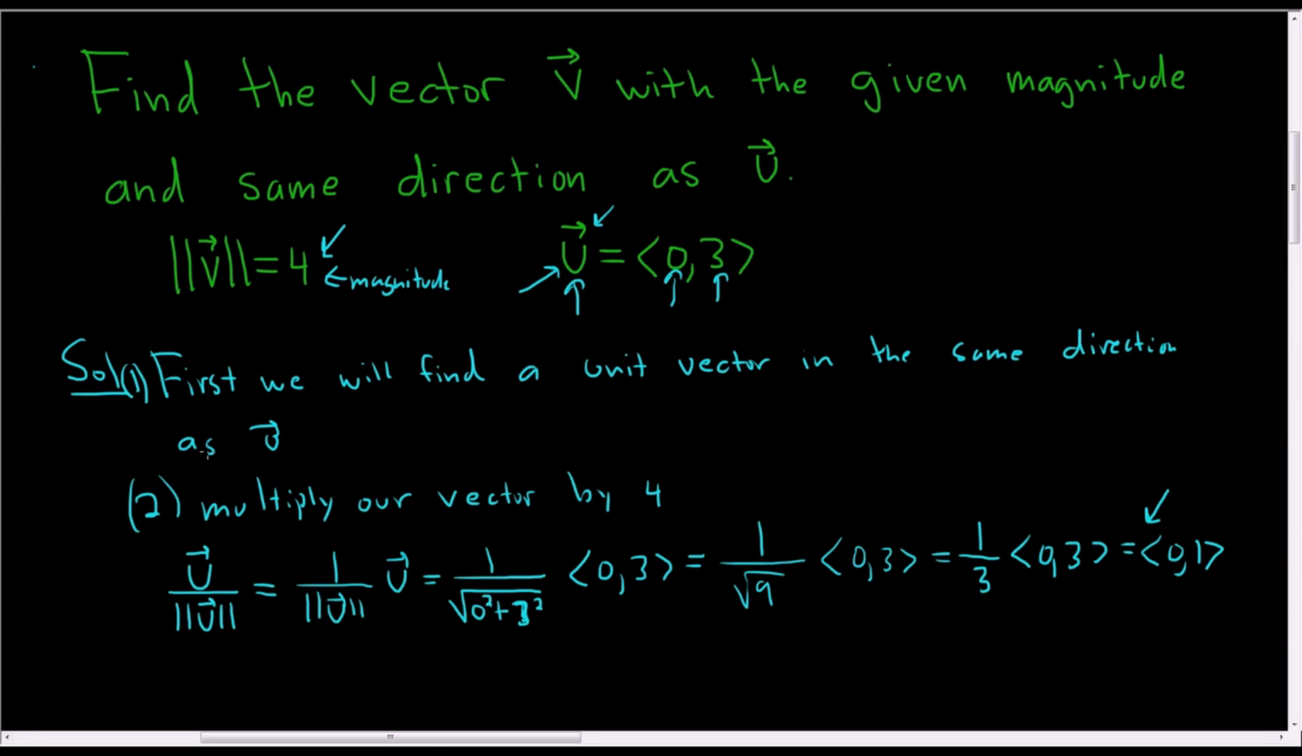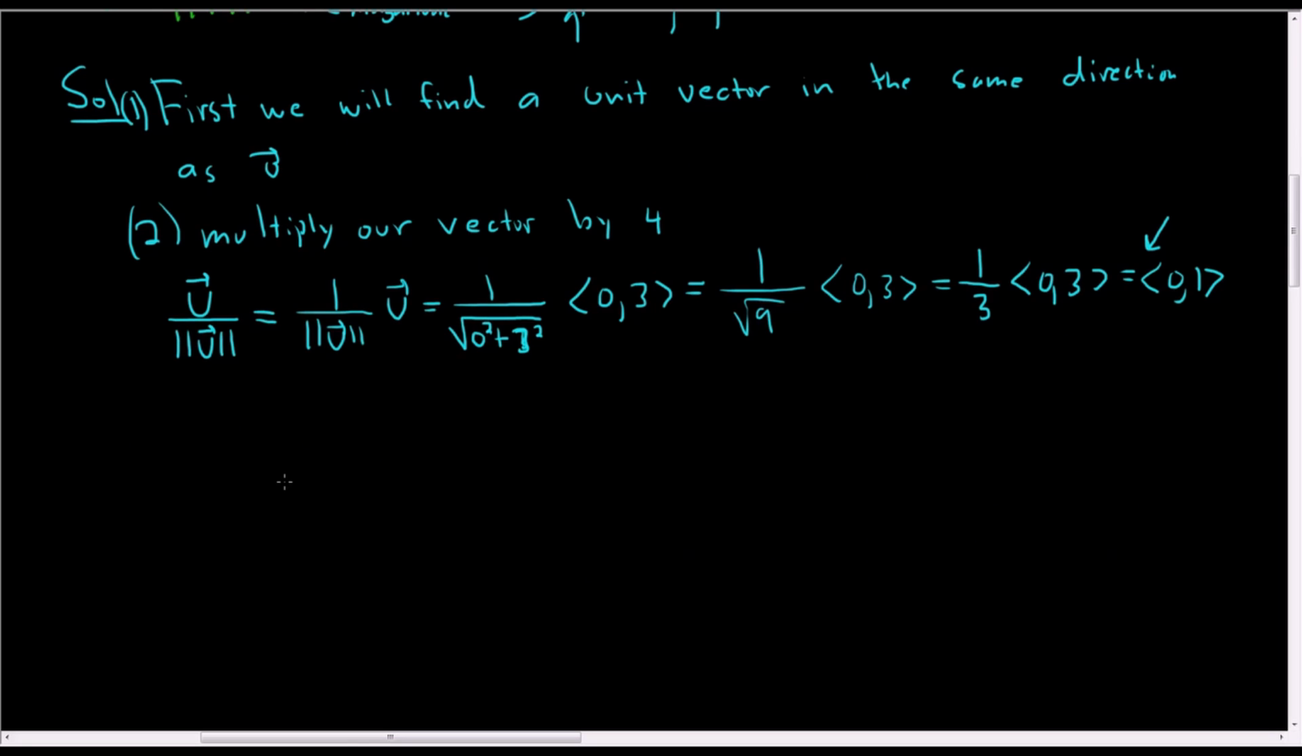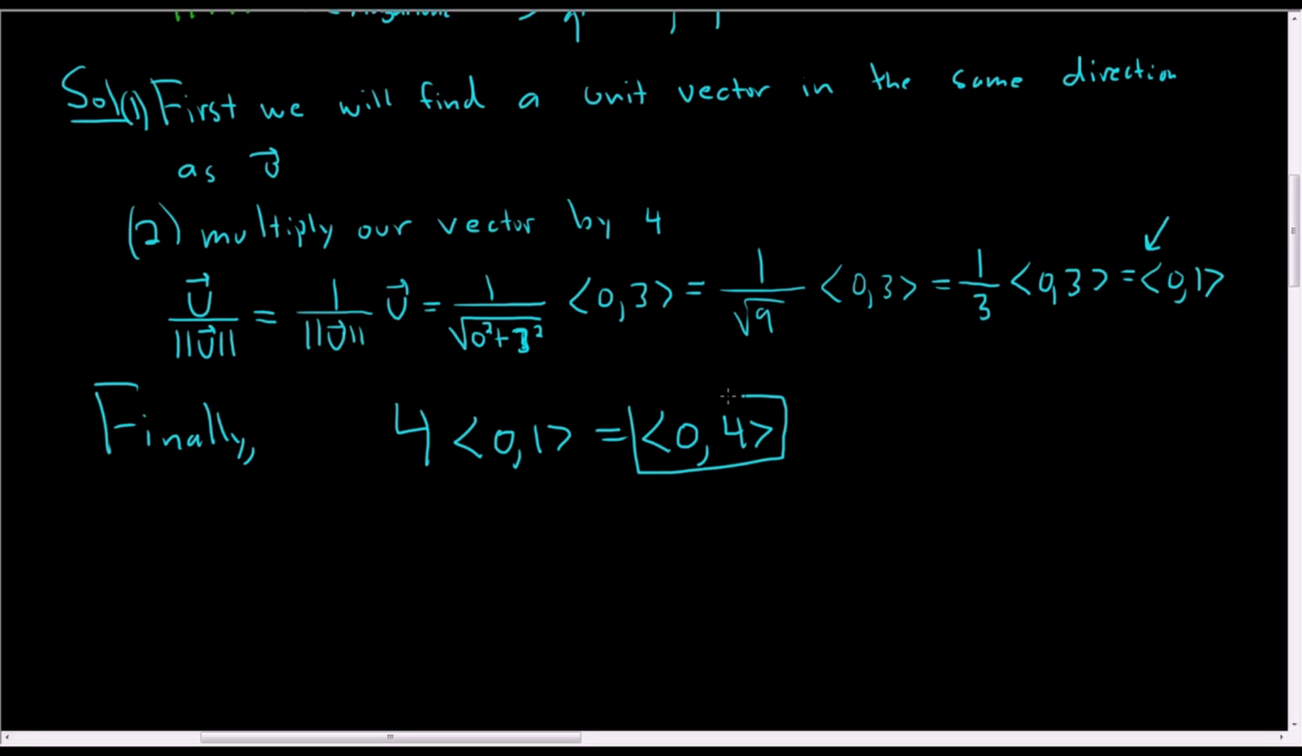So that was step 1. Step 2, we'll just multiply this by 4 and we'll be done. So finally, to make it seem like a long problem, it is 4 times our vector. So this will be 4 times 0 is 0, and then 4 times 1 is 4. So that is the final answer.